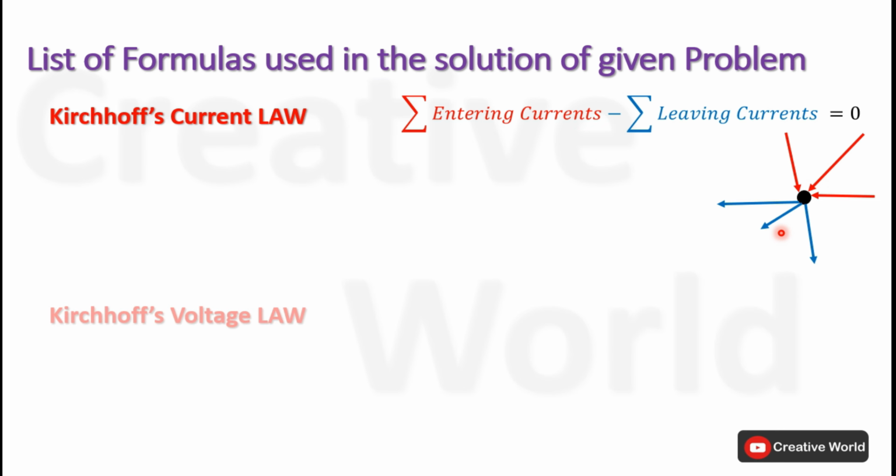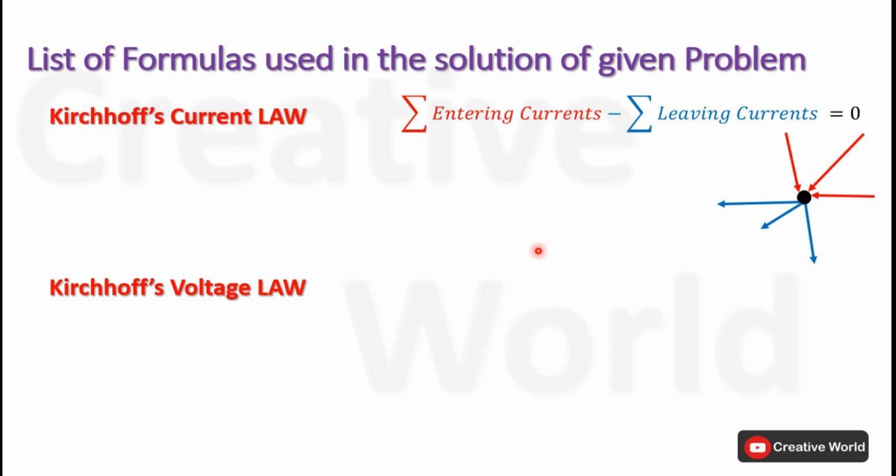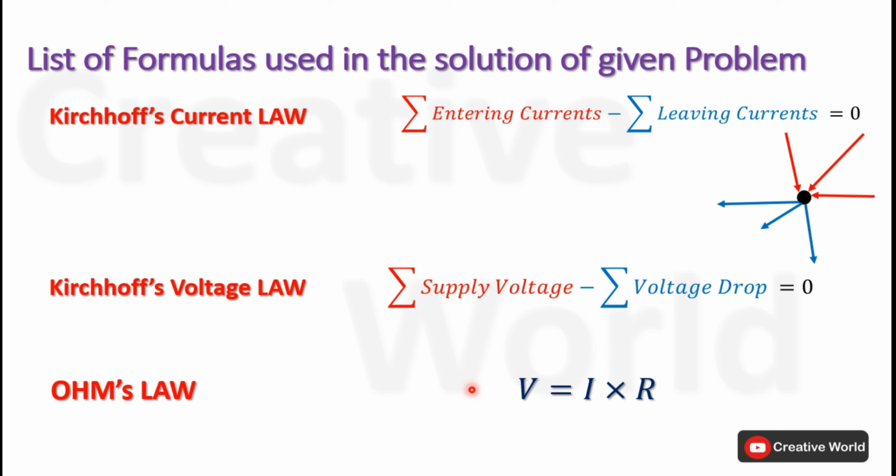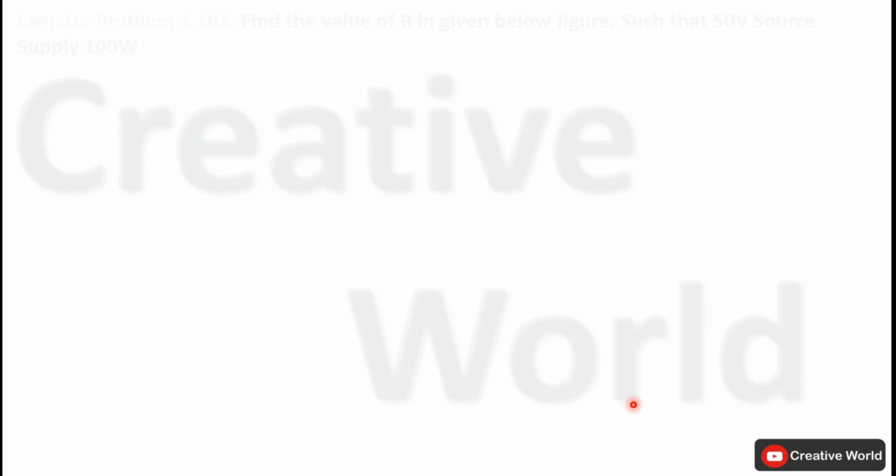We also will be using Kirchoff's voltage law. According to this law, a cumulative supplied and dropped voltage across circuit elements in a closed loop is always equal to 0. Ohm's law will also be utilized while solving this problem. According to this law, voltage across any resistance R is the product of current through it and the value of resistance itself. Now move towards the problem.